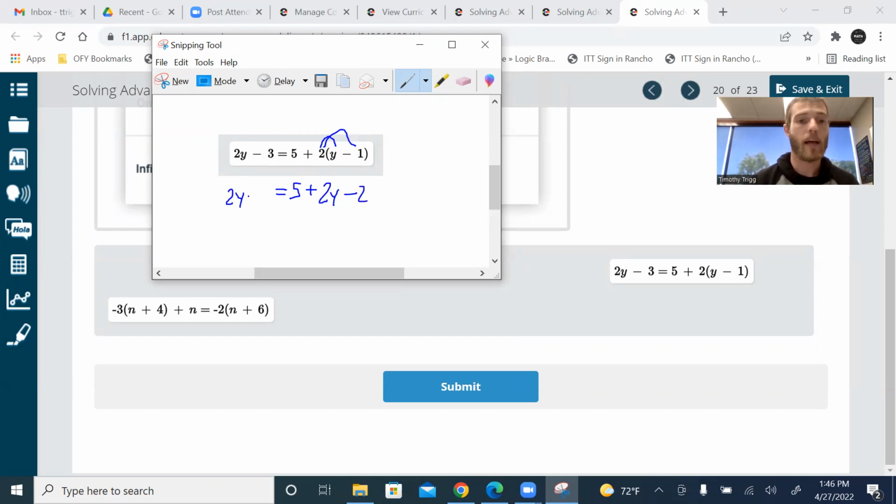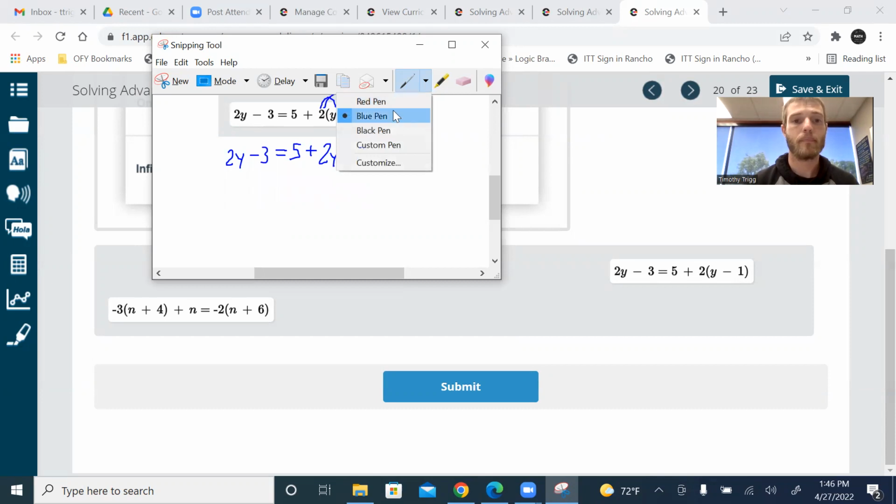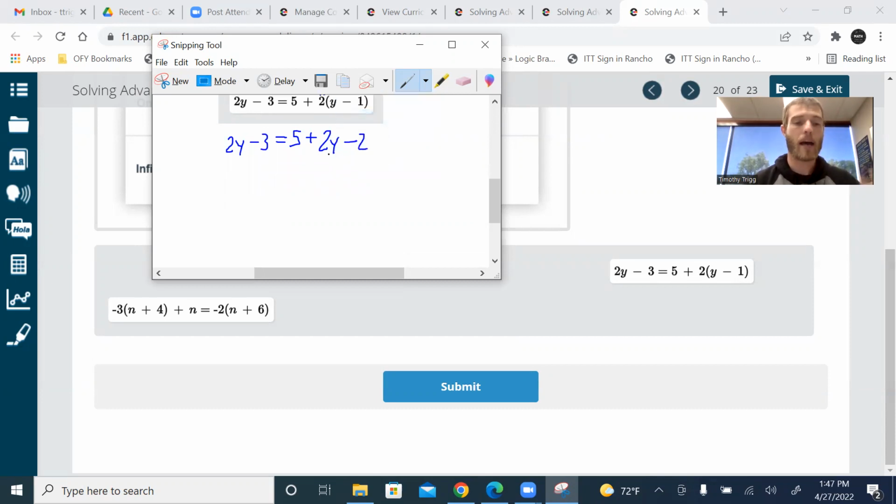On the left side, nothing has changed. We can't combine those because they're not like terms. Looking back on the right side, we can combine this 5 and minus 2. What's 5 minus 2? Well, that's 3. So we have 3 plus 2y over here on the right. On the left, we have 2y minus 3.